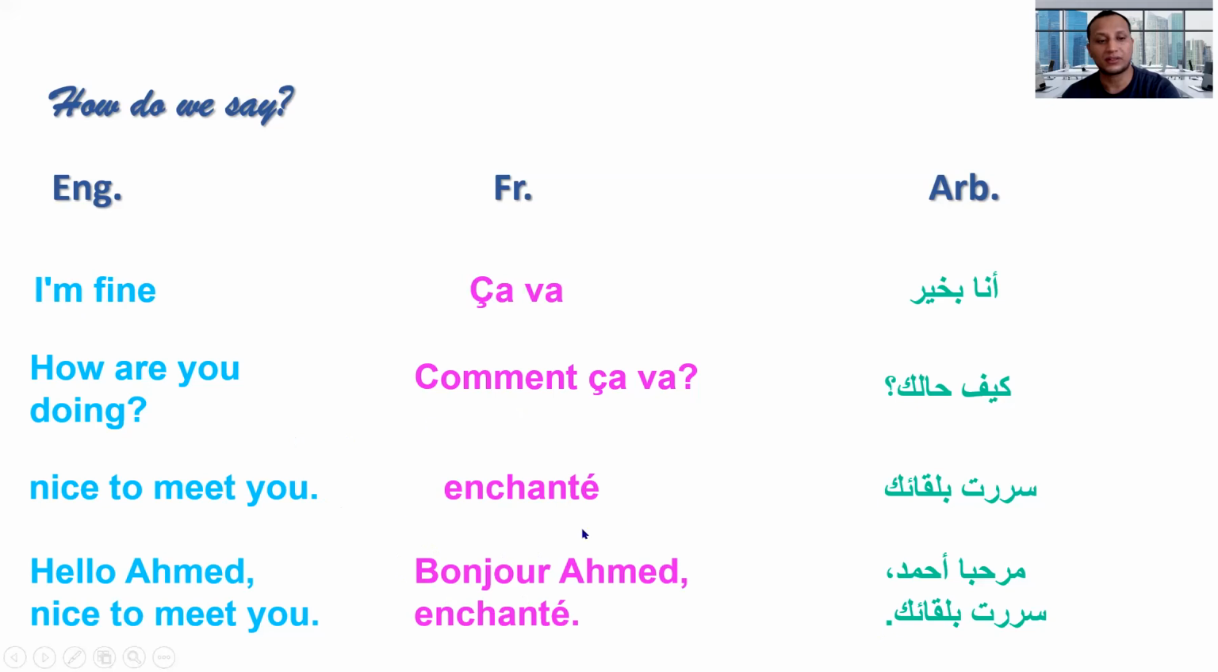Look carefully at our examples. Okay guys, please practice and repeat with me. For Arabic speakers, you can learn French and English. For French speakers, you can learn English and Arabic. And for English speakers, you can learn French and Arabic at once. Okay guys? I'm gonna repeat it. I'm fine. Ça va. أنا بخير. How are you doing?